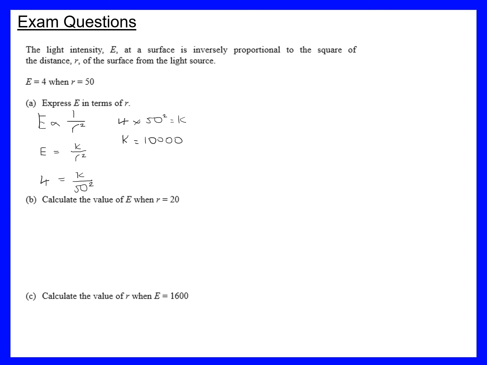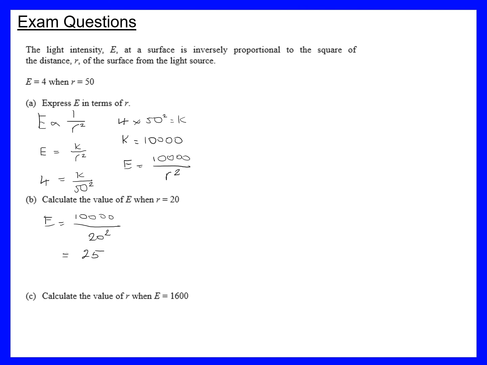Now we know the value of k, we put that back into our equation. So E is equal to 10,000 over r squared. That's how we've expressed E in terms of r. Now that we have that formula, we can move on to the second part: calculate the value of E when r is 20. We know our formula, E is 10,000 over r squared. So r squared is 20 squared, and if we put that into our calculator, E is 25.